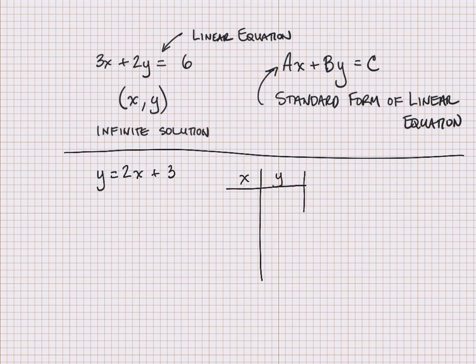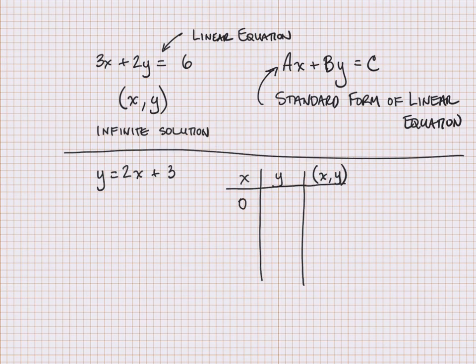And the book is going to add one more column here. I usually just have X and Y, but they're going to have what the ordered pair looks like after you calculate your X and Y. And so what you're going to do is start selecting X values. 0 is always an easy one.